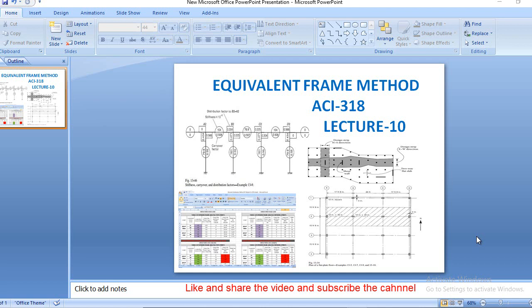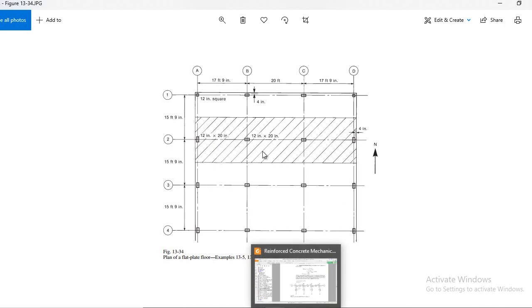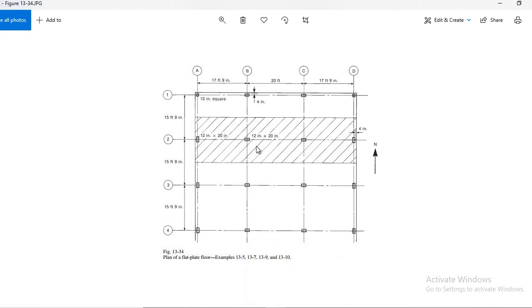Students, in lecture number 9 we covered that example which we started from lecture number 3. But remember, it is very important to share this information with you: as in that example, from lecture number 3 to lecture number 9, we analyzed only the interior frame.